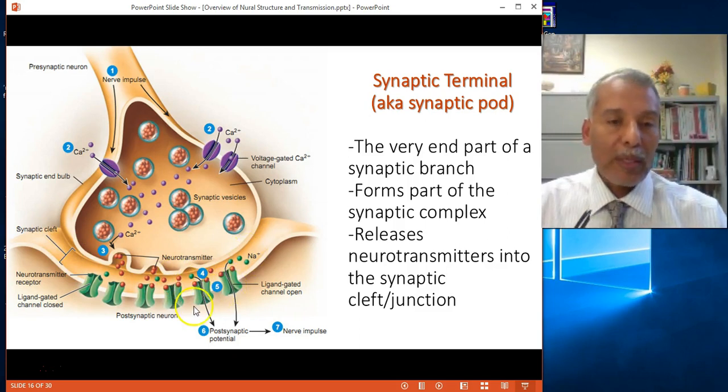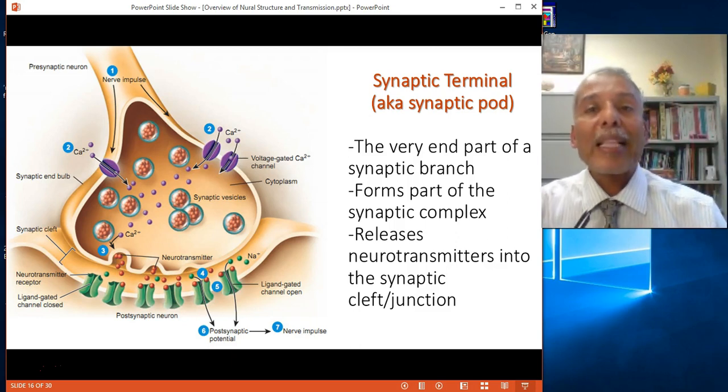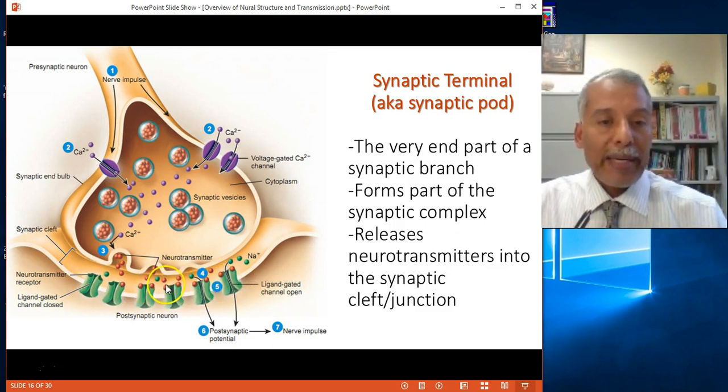between the two neurons. So the presynaptic terminal releases neurotransmitters into the synaptic space, or called synaptic junction, or called synaptic cleft. All of them mean the same. And that neurotransmitter finally is dumped into the synaptic cleft, and then it goes to the receptor channels, and it binds on the surface of receptor channels.